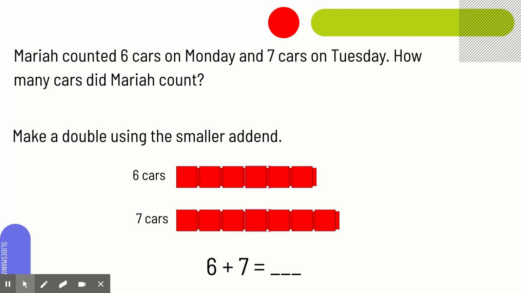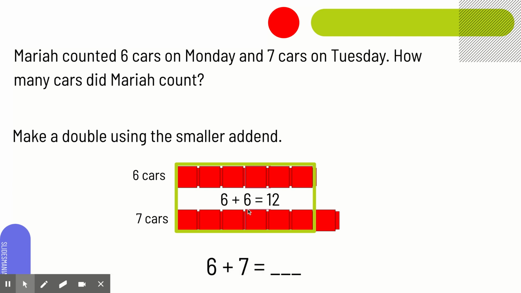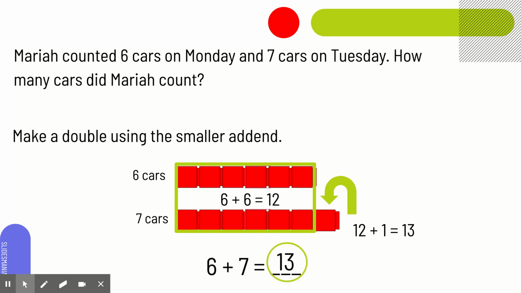Which one is the smaller addend? We got to make a double using that. Is it 6 or 7? Right, 6 is the smaller addend. Addend is another word for number. So when we group 6 up here and then 6 down here, remember we got to ignore our friend back here. So 6 plus 6 equals 12. Now we add our friend. 12 plus this 1 equals 13. So 6 plus 7 equals 13.